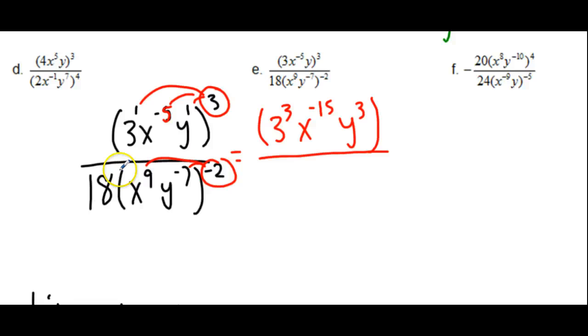Oh my god, that was ugly. Anyways, so 27 divided by 18, if we were to simplify that, that's actually going to be 3 over 2. Alright? Next one, we have x to the negative 15 divided by x to the negative 18. So that's the same thing as negative 15, minus negative 18, which is the same thing as x to the negative 15 plus 18, right?